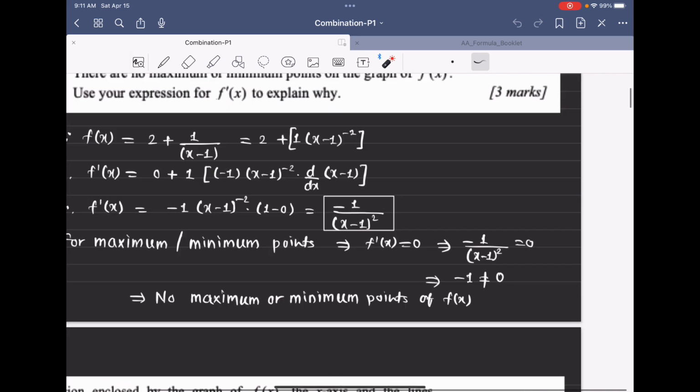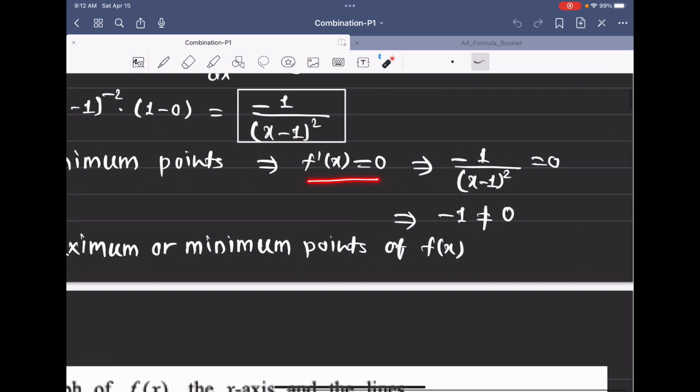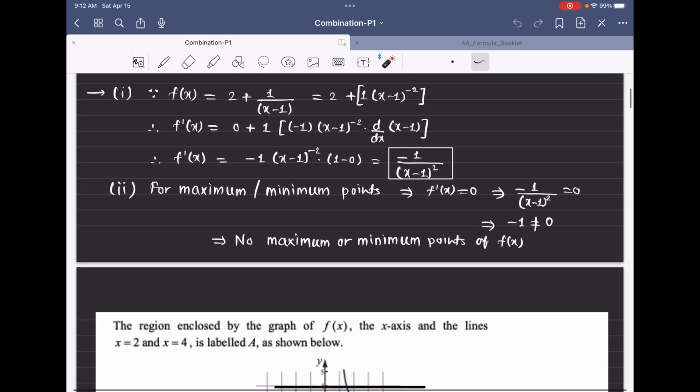Okay. So if I equate this f dash x is equal to 0, that is minus 1 over x minus 1 raised to 2 is equal to 0. Straightforward, if I bring this down to the other side, it becomes 0 multiplied by that, which is 0. Is minus 1 equal to 0? No. Therefore, there are no maximum or minimum points on the f of x.